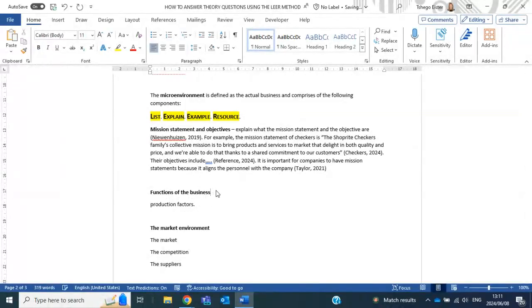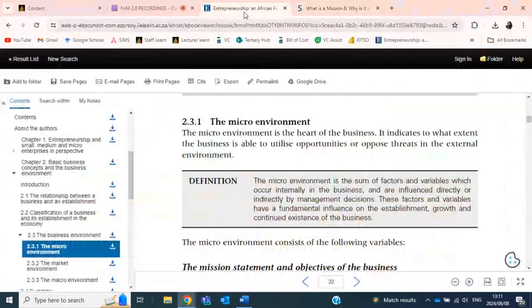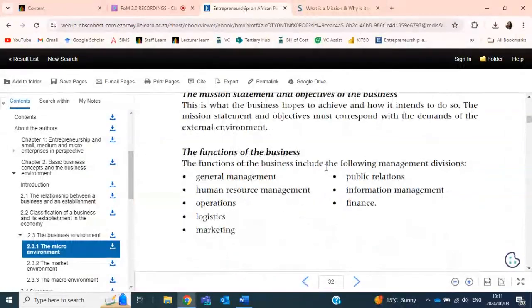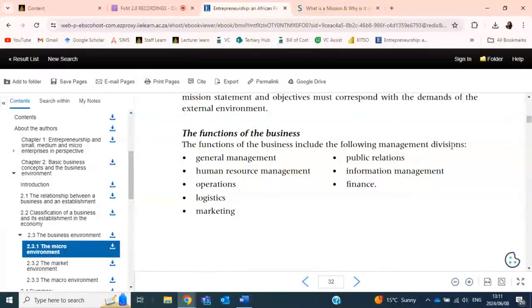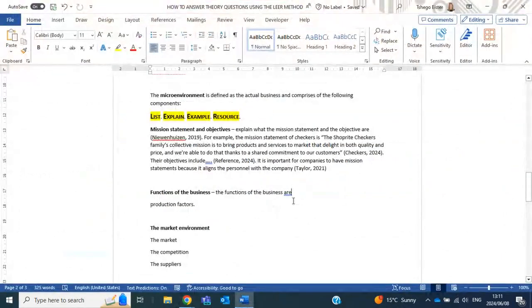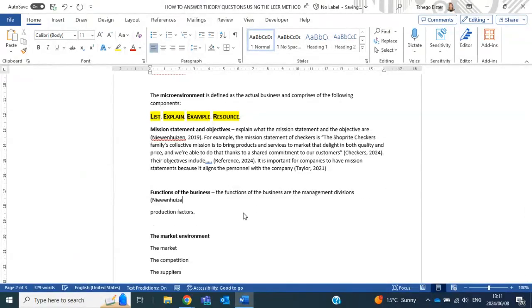The functions of the business. Number one, you list the functions, and because we've listed it already, we explain it. The functions of the business are, and then that's where you go back to your textbook, because the functions of the business include the following management divisions. So we'll say are the management divisions, right? And then for that, we will say Nieuwenhuizen, because that's where we got our reference from, 2019.